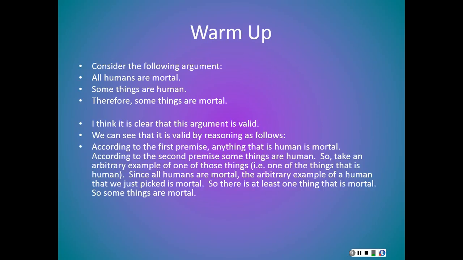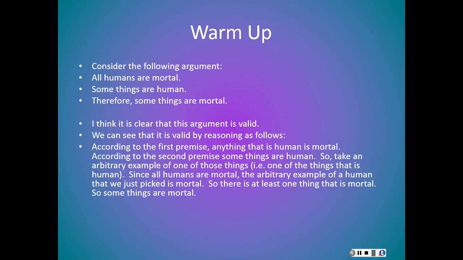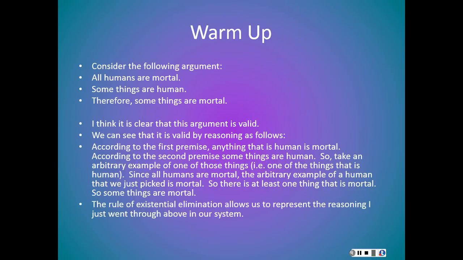According to the first premise, anything that is human is mortal. According to the second premise, some things are human. So take an arbitrary example of one of those things, that is, one of the things that is human. Well, since all humans are mortal, the arbitrary example of a human that we just picked is mortal. So there's at least one thing that's mortal, namely the arbitrary example of a human that we just picked. So some things are mortal. So I think this bit of reasoning ought to convince us that the above argument is valid.